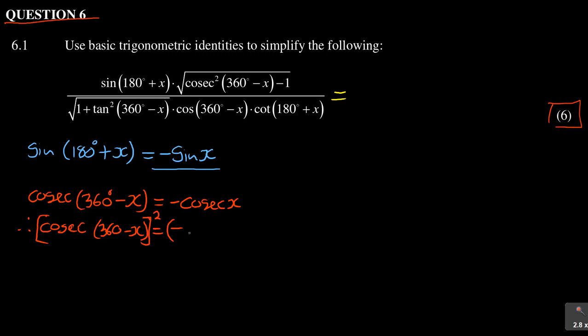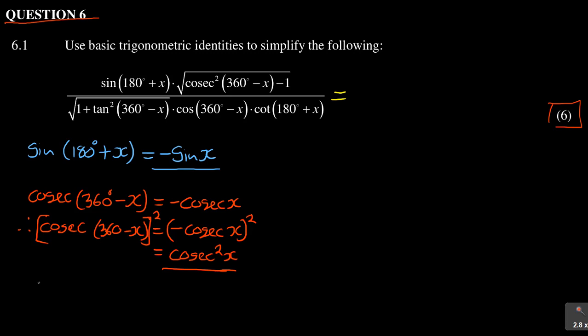So you are having minus cosec x, and the squared is outside. And then the negative and the negative is a positive, so this becomes positive, because minus cosec x squared is positive cosec squared x. So that is how it simplifies.